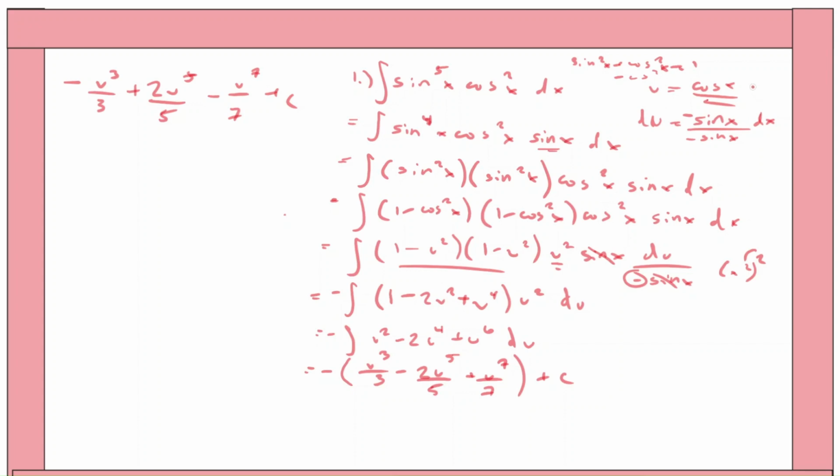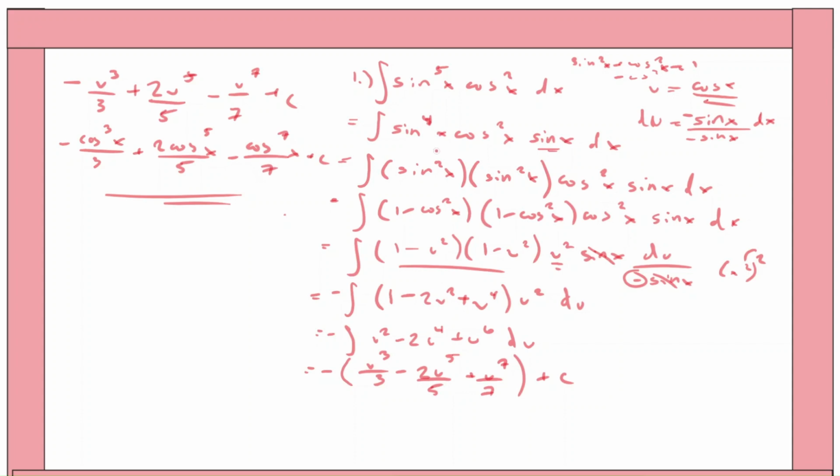The u in our function was the cosine, so everywhere we see u, we're going to put the cosine in. So that would be cosine cubed of x over 3 plus 2 cosine to the 5th of x over 5 minus cosine to the 7th of x over 7 plus c. And this right here is your final answer. So all of this original integral equals this answer right here.